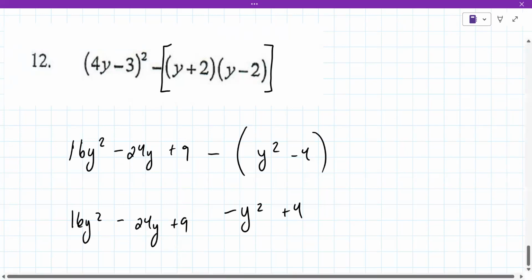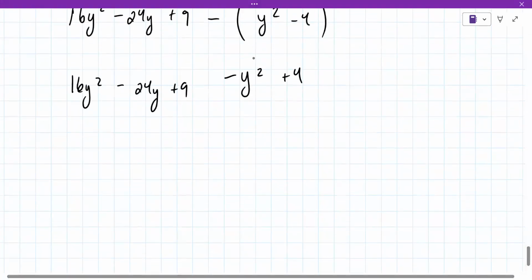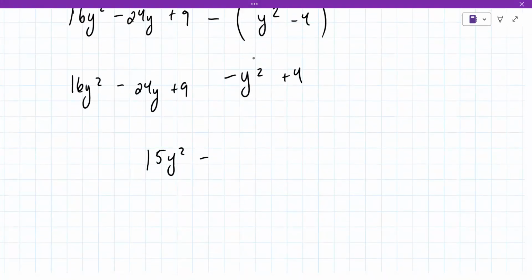15y squared minus 24y plus 13. I'm sorry, I didn't hear you if you said anything. Oh, it was 15y squared minus 24y plus 13. Yes, good job. Very good. All right.